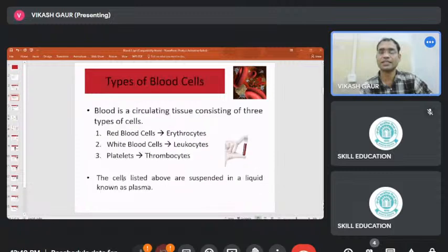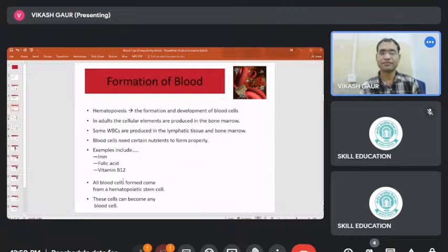Blood is a circulating tissue consisting of three types of cells. The first one is red blood cells, whose synonym is erythrocytes, and the second one is white blood cells, also called leukocytes, and the third one is the platelets, whose other name is thrombocytes. The cells listed above are suspended in a liquid known as plasma. So there are two components: the cellular part and the liquid component.